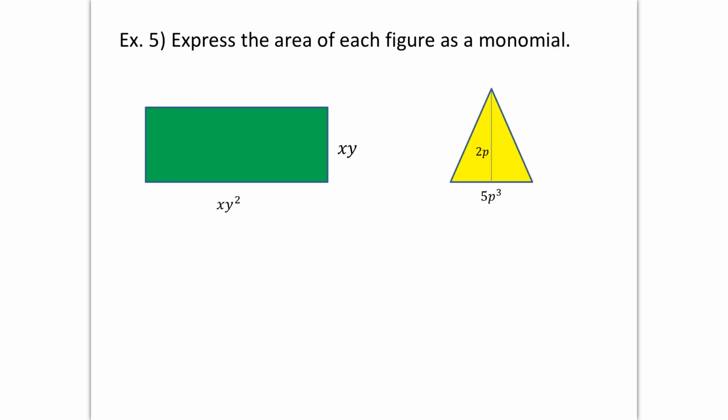Now this example here is kind of going a little bit further when you guys apply the properties of exponents using geometry. So here it says express the area of each figure as a monomial. So we are looking for the area of each figure that you guys see on the screen. We have a rectangle in green and a triangle in yellow. So first of all, we have to remember the formula for each shape. We have a rectangle and we have a triangle.